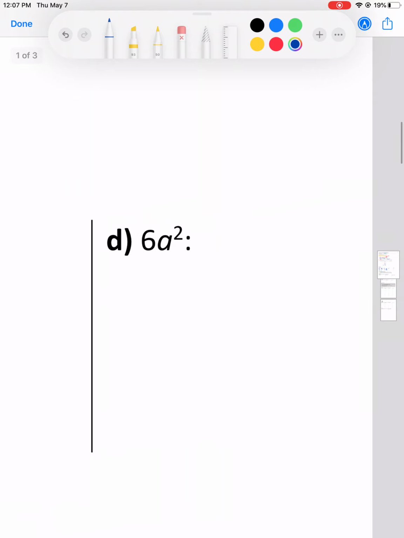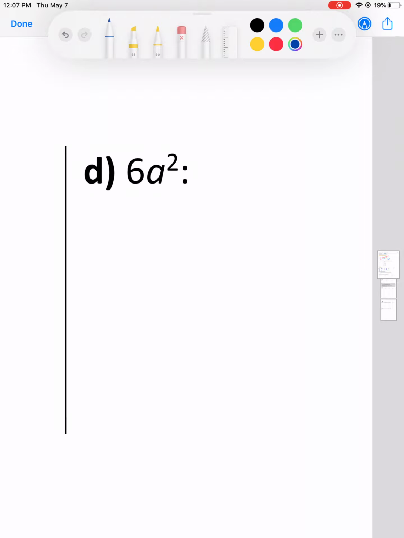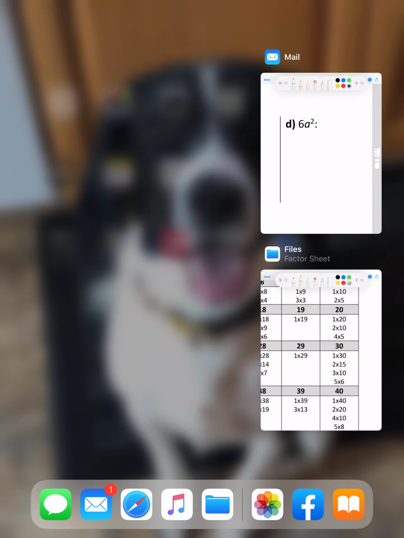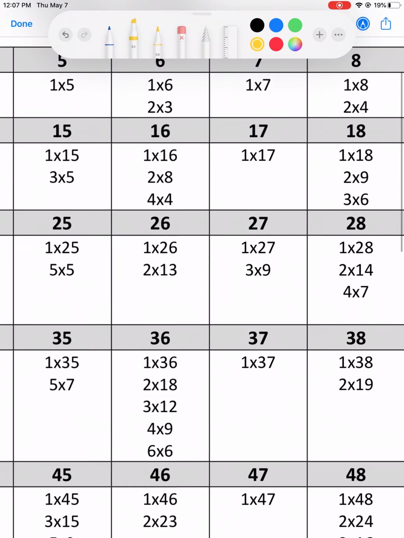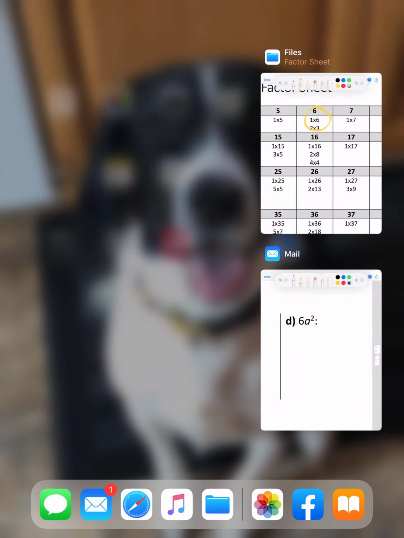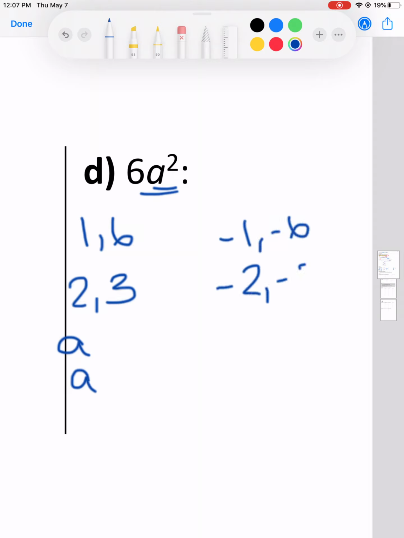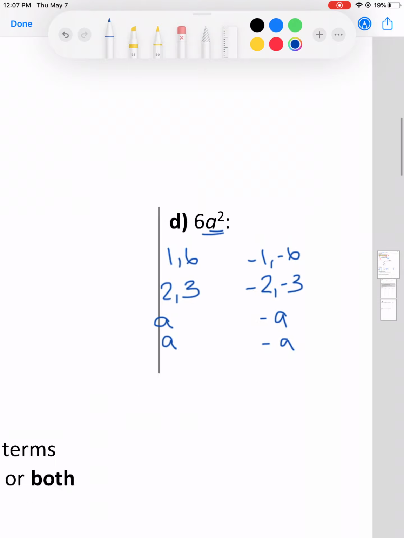Last but not least, we have 6 and a squared. So we're going to list all the factors for 6. Again, if you're unsure, look, it's just these guys, so you're good. And then remember, it's a squared, so we're going to have a and a. -1, -6, -2, -3, negative a, negative a. So I'm not going to have you list all these factors, guys. I'm just trying to show you where these numbers are coming from.